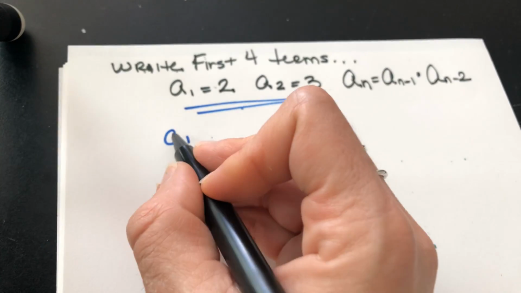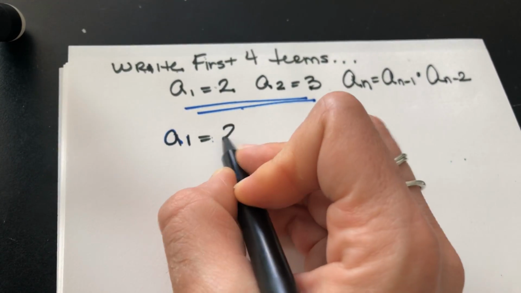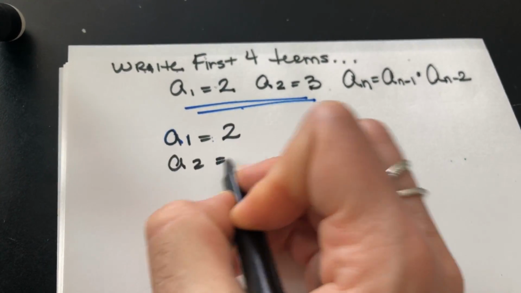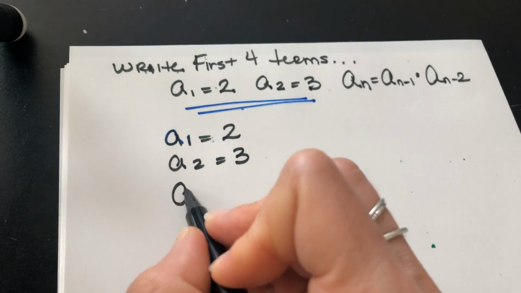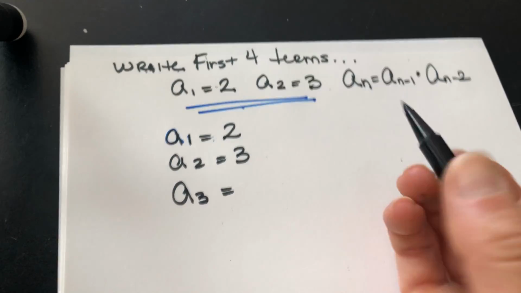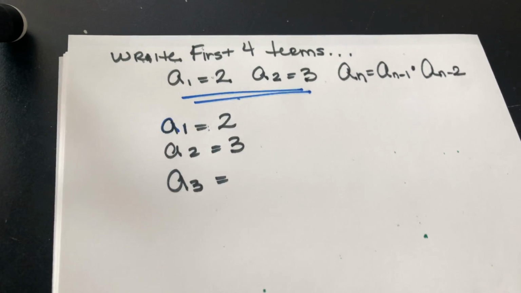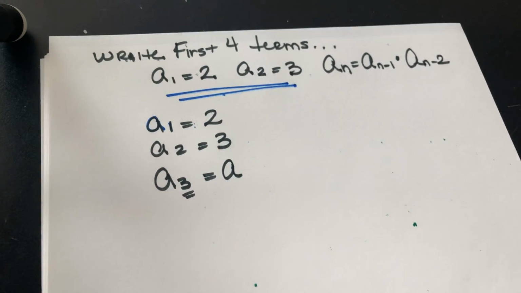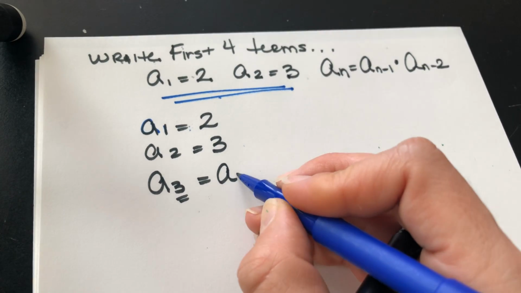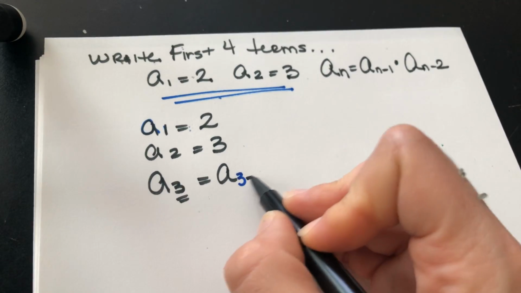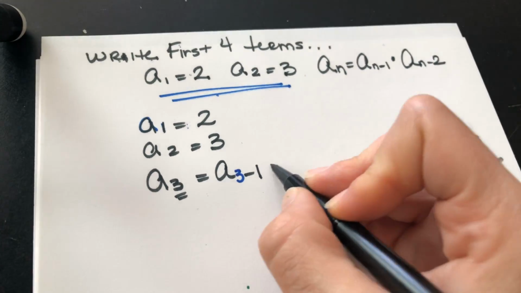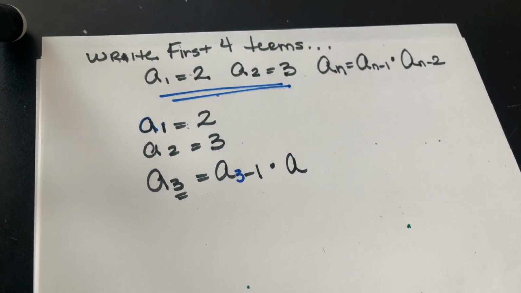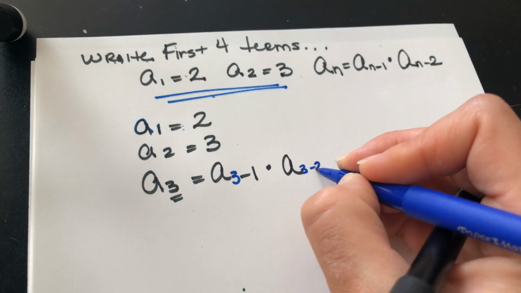The first term is 2. The second term is 3. Okay, if we want to find the third term, I'm going to do exactly what I did, but I'm hoping that this is easier. So this is my n. I'm going to replace it right into here. So first it's 3 minus 1, times the 3 minus 2.